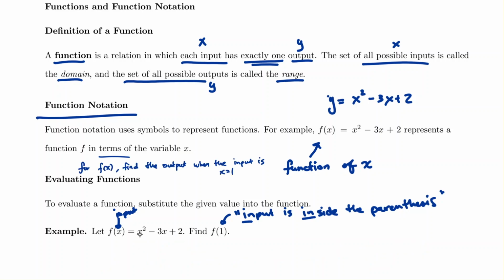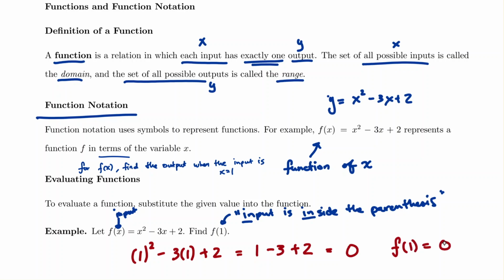This particular equation says every input should be squared, and then we should subtract 3 times the input plus 2. So I have 1 squared minus 3 times the input plus 2. 1 squared is 1, minus 3 plus 2. And then when we combine these together, 1 minus 3 plus 2 is 0. So we could write our final answer as the function evaluated at the input 1 gives us the output 0.